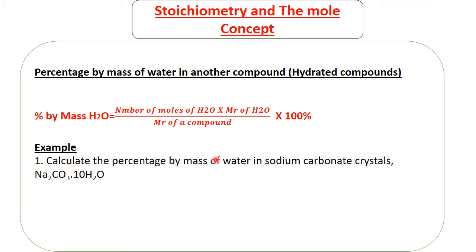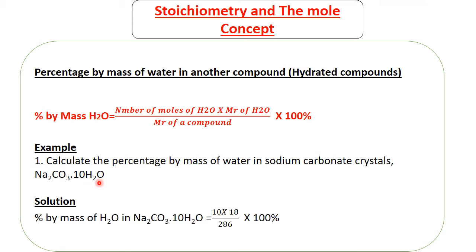So calculate the percentage by mass of water in sodium carbonate crystals. The formula is this. They want us to calculate the percentage by mass of water, so we just need the number of moles of water. Here there are 10 water molecules. Then the relative molecular mass of water. In short, you view water like it's one element, where in the previous case we were calculating the relative atomic mass, but here we calculate the relative molecular mass since it's a molecule.